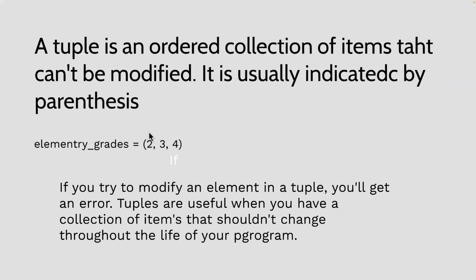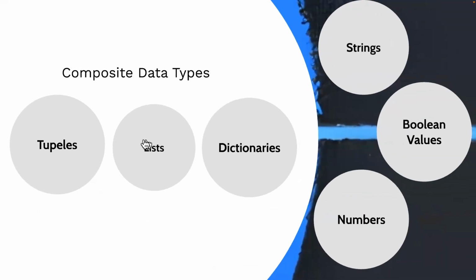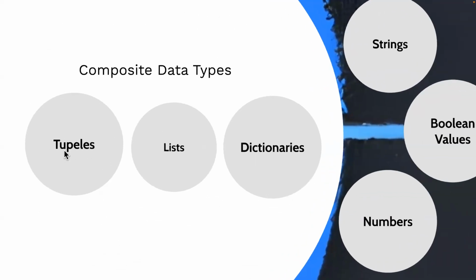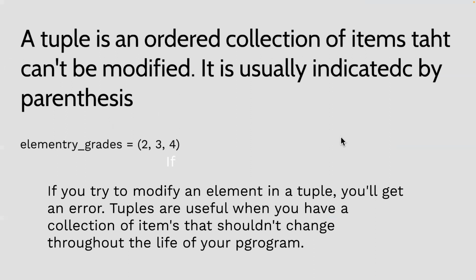And what's another composite data type? It's called tuples. A tuple is an ordered collection of items that can't be modified. It is usually indicated by parentheses. So as you can see here, I have a variable called elementary grades. Imagine this is some variable in a database for a school, and you don't want the grades to be changed ever, so you put it in a tuple. If you try to modify an element in a tuple, you'll get an error. Tuples are useful when you have a collection of items that shouldn't change throughout the life of your program.